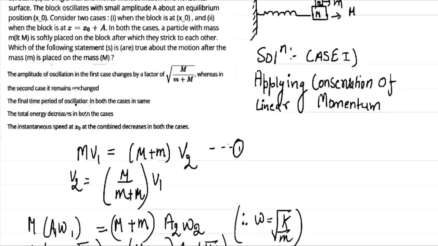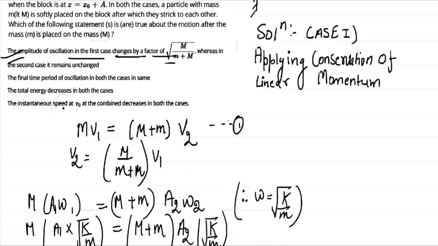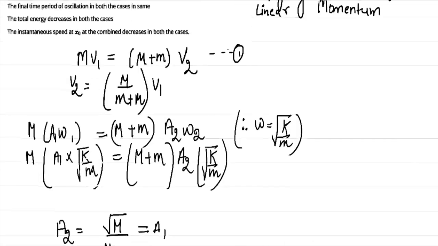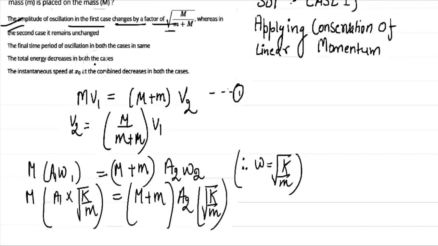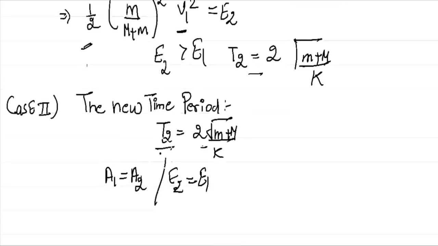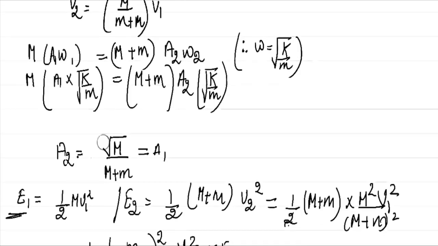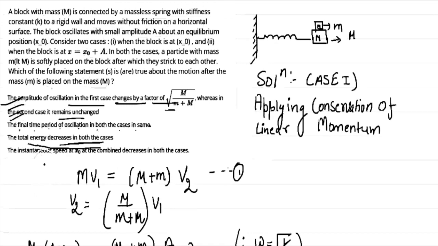So the correct option: the amplitude of the oscillation in the first case changes by the factor of under root M upon (M plus m). Yes, it changes, you will see the equations here. Then in the second case, it remains unchanged, as I showed you. The final time period of the oscillation in both the cases is the same? No, it is not the same. For the last option, the total energy decreases in both the cases? Yes, the total energy is decreasing in both the cases.